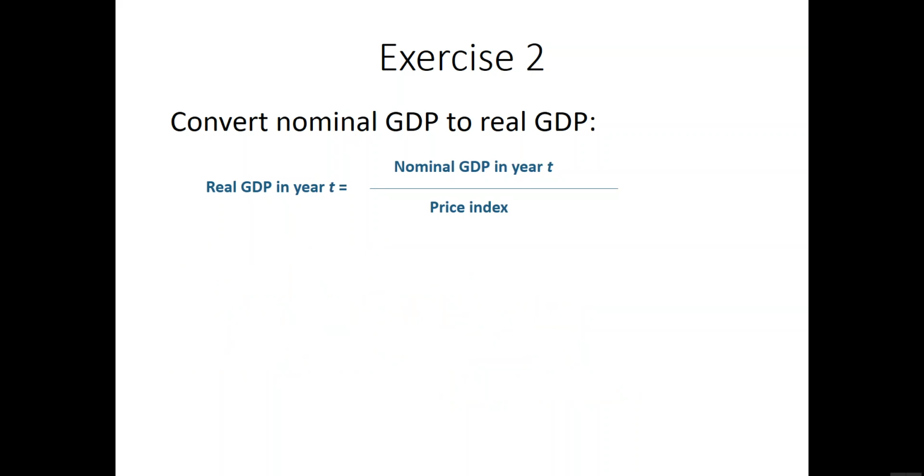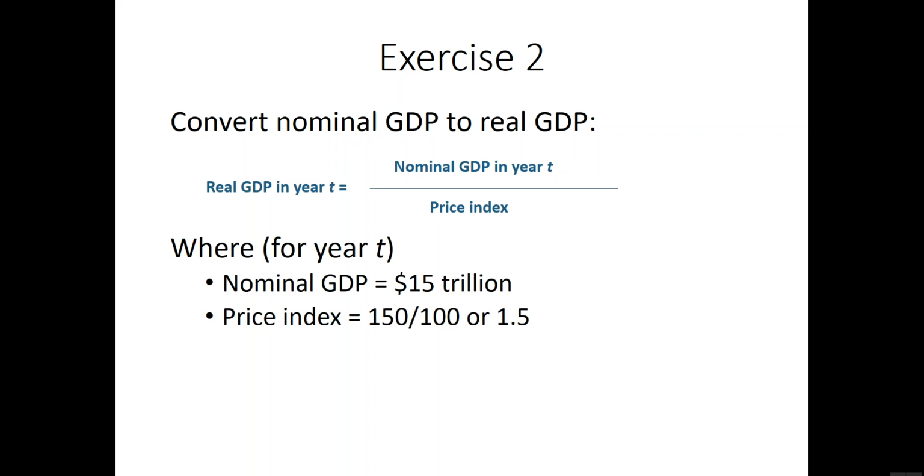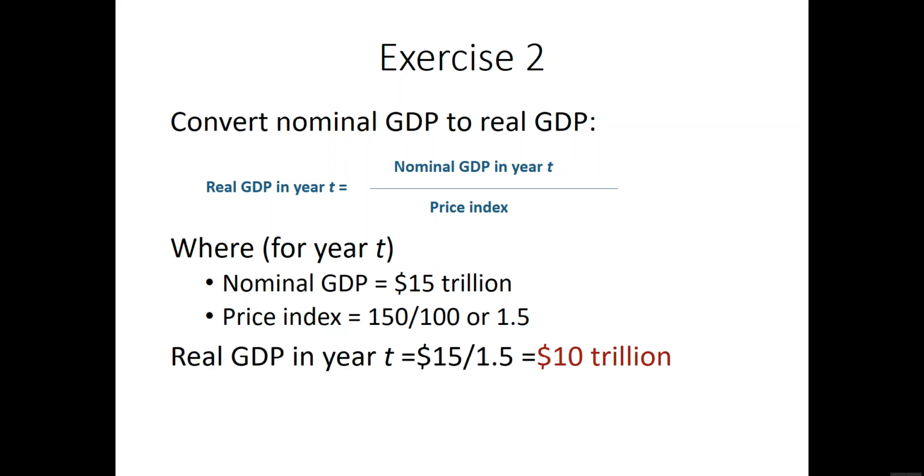Again, we try to figure out our real GDP. Here's the information we know. The nominal GDP is 15 trillion and the price index is currently 150, the base year is 100, so 150 divided by 100 equals 1.5. That will be our price index, 1.5. To convert the nominal GDP of 15 trillion to the real value, it will be equal to 15 divided by 1.5, and we end up with 10. That will be $10 trillion.